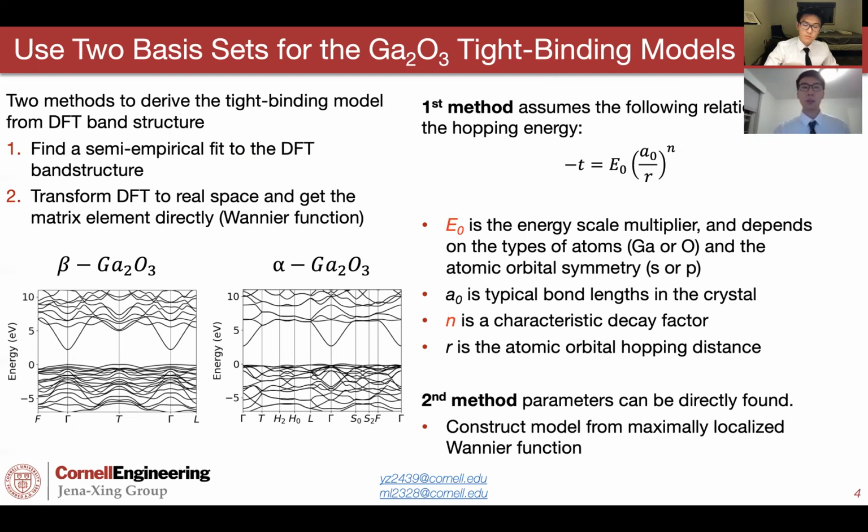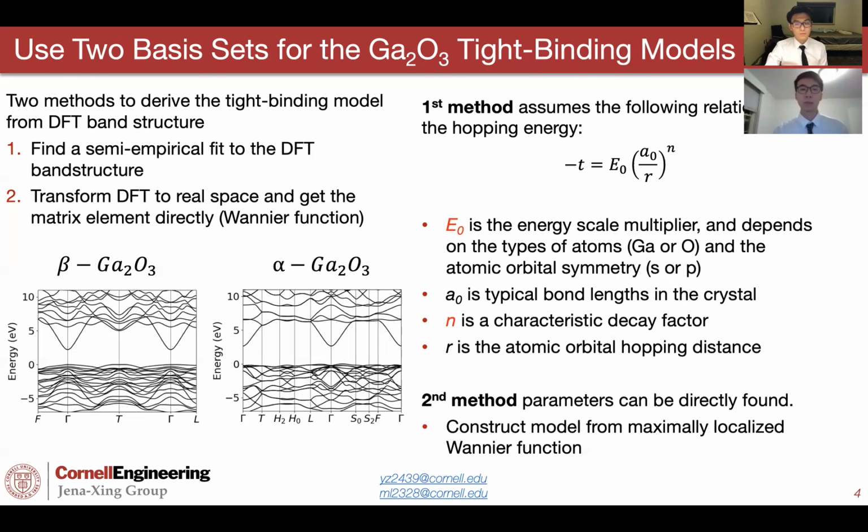So in the first method, we assumed the following relation for the hopping energy. We used one energy scale multiplier E naught, which depends on the types of atoms and atomic orbitals. Then we assigned a power decay trend in atomic distance R of this energy prefactor using a constant typical bond length in the crystal, a naught, and a decay factor n.